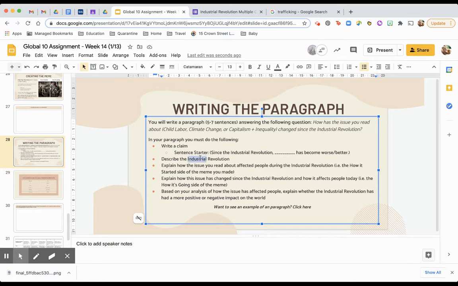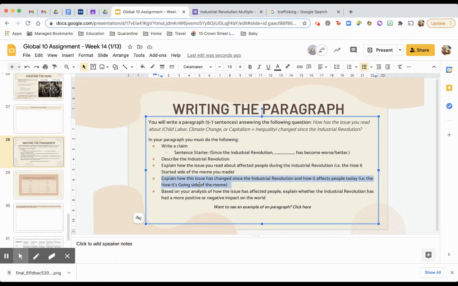Then you're going to go on and say that the Industrial Revolution was a time when, whatever happened. Then you're going to explain how the issue you read about affected people during the Industrial Revolution. So you say child labor was an issue during the Industrial Revolution. This was an issue because XYZ, whatever. This is how it affected people. Kids were working like this and that, etc.